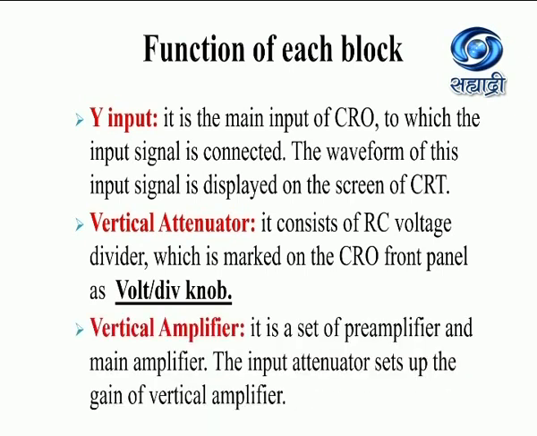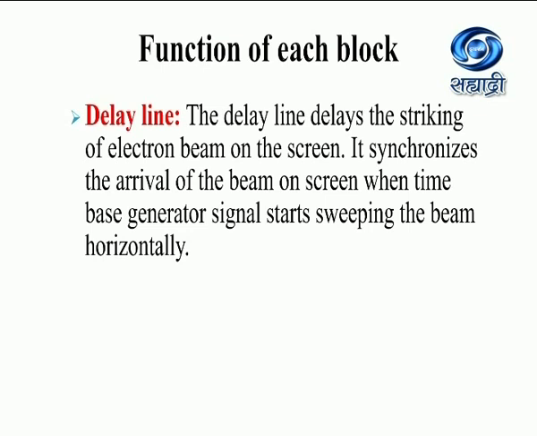Next is vertical amplifier. So it is a set of pre-amplifier and main amplifier. So the output of the attenuator sets up the gain of the vertical amplifier. So basically this amplifier is used to set the gain of the applied signal. After that we have delay line. So basically the delay line delays the striking of the electron beam on the screen. It will synchronize the arrival of the beam on screen when the time-base generated signal starts sweeping the beam horizontally.